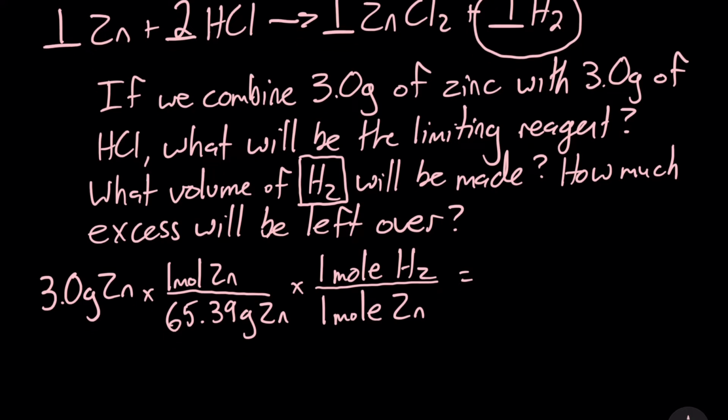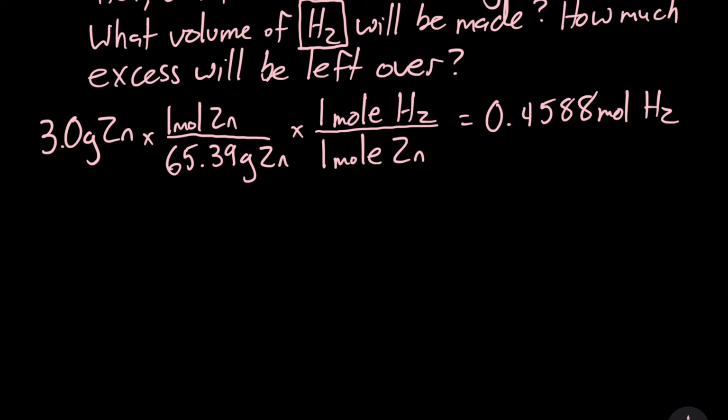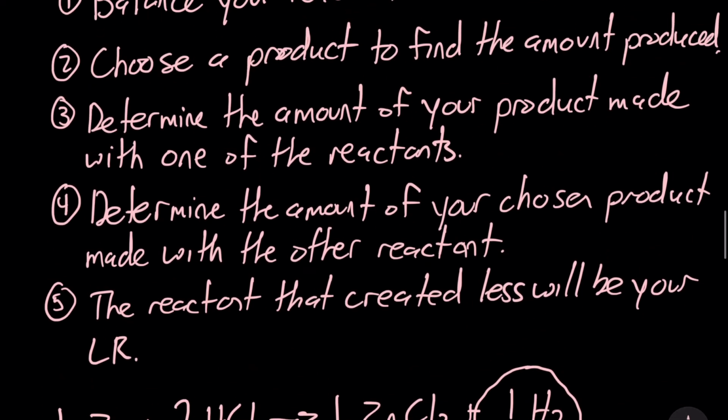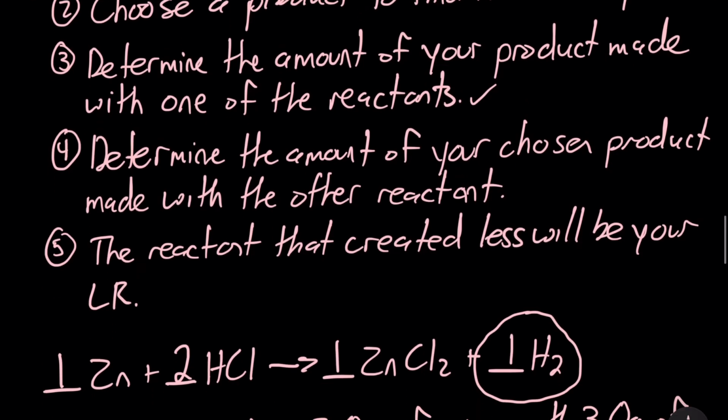And if you type that into your calculator, you should get something around 0.4588 moles of H2. Since this is not our final answer yet, we don't have to worry about sig figs quite yet. We will get to that in a little bit though. So step 3 is done. We have determined the amount of product made with one of the reactants. I'll check off what we've done so far: we've done 1, 2, and 3.